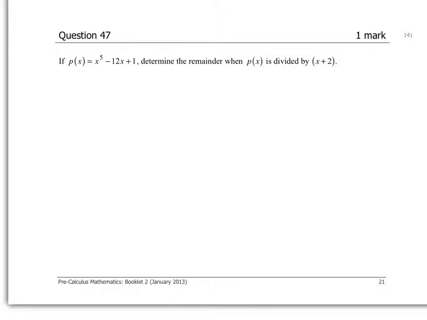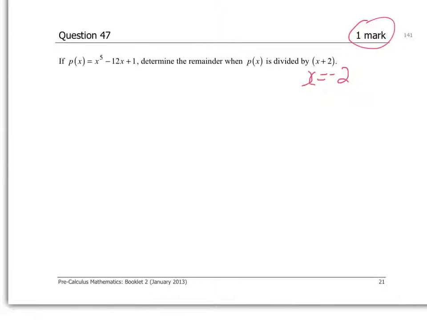Question 47. If p of x equals x to the 5 minus 12x plus 1, determine the remainder when p of x is divided by x plus 2. So this is a 1-mark question, not a very difficult one, especially if you know the remainder theorem. The remainder theorem tells us if we solve the factor, which I'll do, I get x equals minus 2.